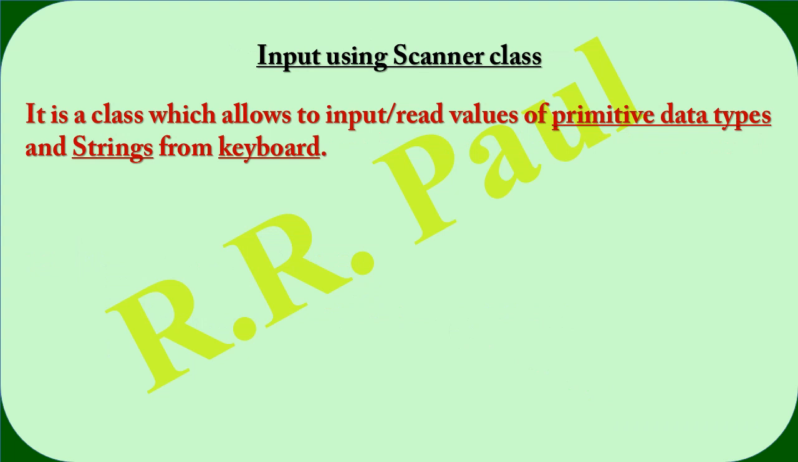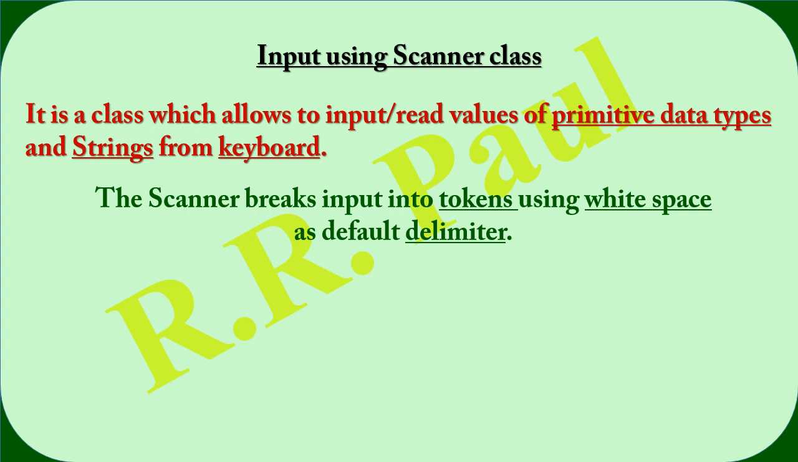Let's see how scanner class helps in accepting the values as input. We can input primitive data types or string type of values using scanner class object. We'll see how. When a value is input using scanner class object, then that is broken down into tokens. The various components of that input are termed as tokens. And these components are separated by a delimiter, which can be a white space. So we'll see these three terms which are underlined one by one.